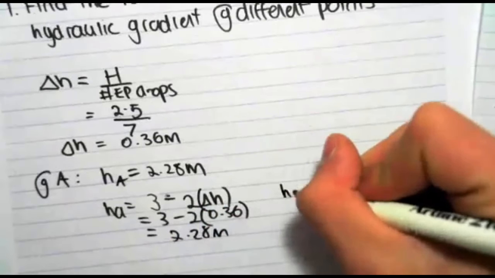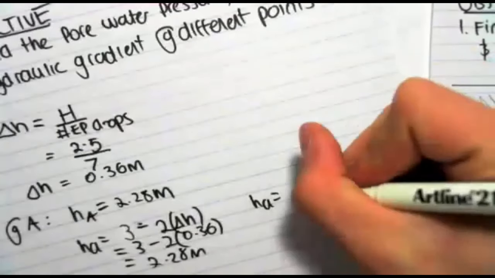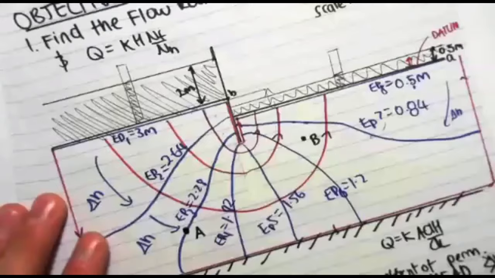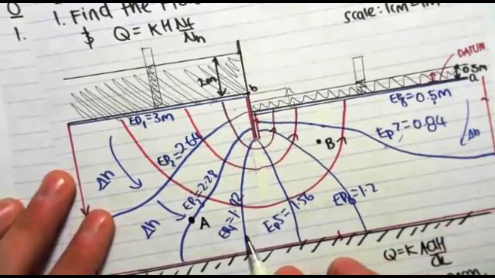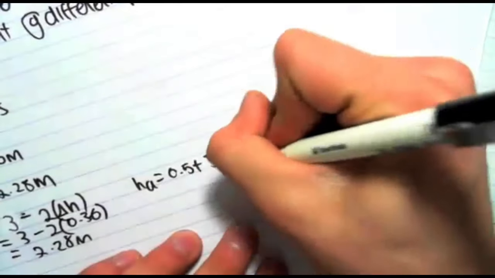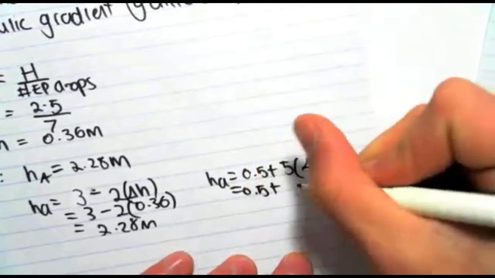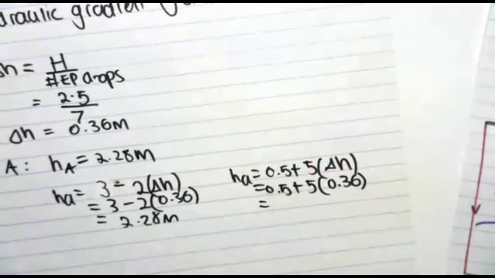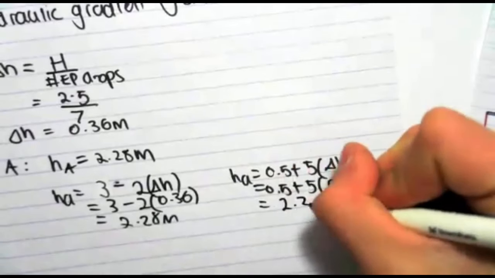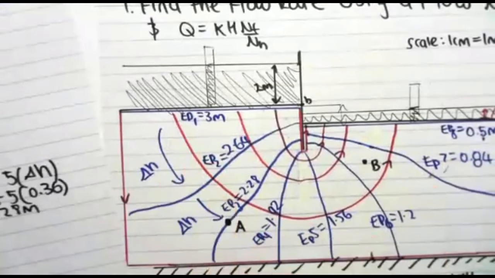If we go 3 minus 2 times 0.36, we get 2.28. Or we could have gone: head at A equals, starting at this point, 0.5 plus, so 1 increase, 2 increase, 3 increase, 4 increase, 5 increase. So plus 5 times the change in head, which is 0.5 plus 5 times 0.36, which would equal 2.28 meters. So you can do it either way. I just wanted to plot every single point to show you graphically what's going on.